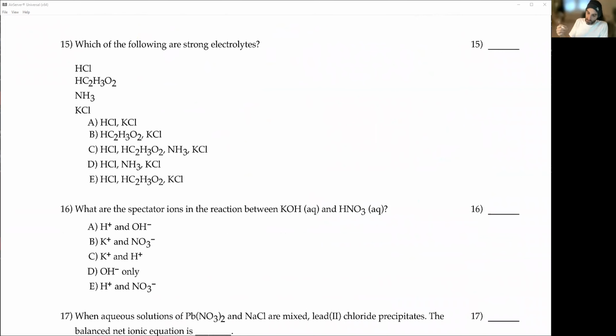All right, next up, which of the following are strong electrolytes? A strong electrolyte is the term we need to know. Strong electrolytes are going to be soluble ionic compounds from the solubility table, as well as strong acids.